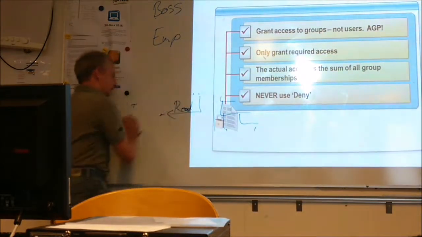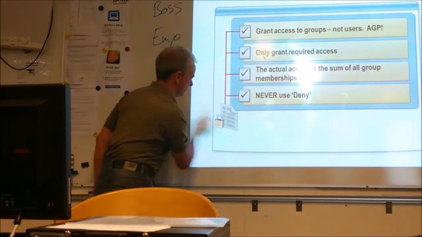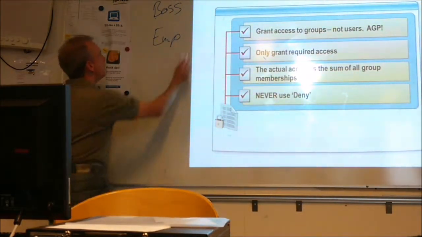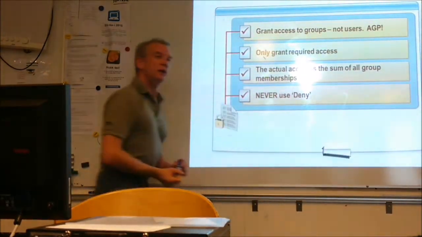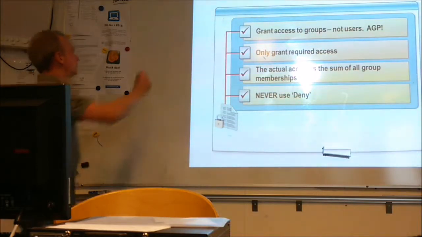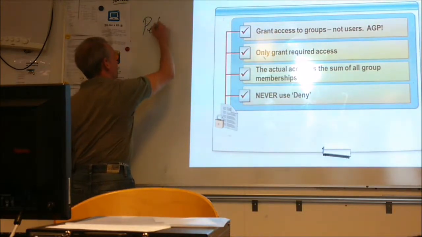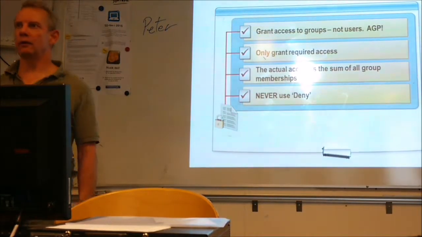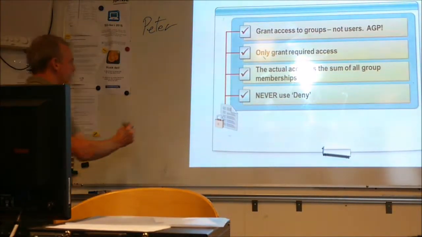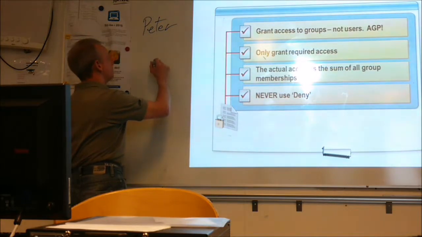There are, of course, exceptions. There is one that I define as acceptable for saying you can give access to Peter as a person and not the group he is a member of. Can anyone get a good idea? When would that be? Where would that be?